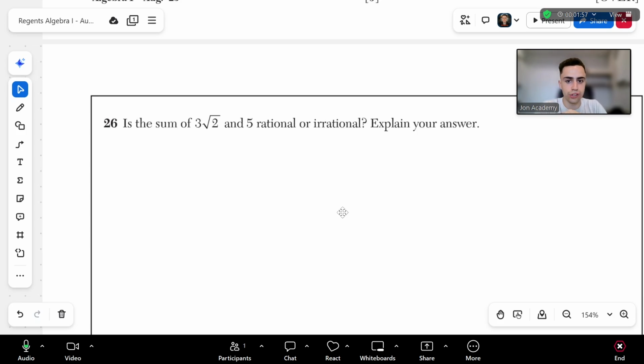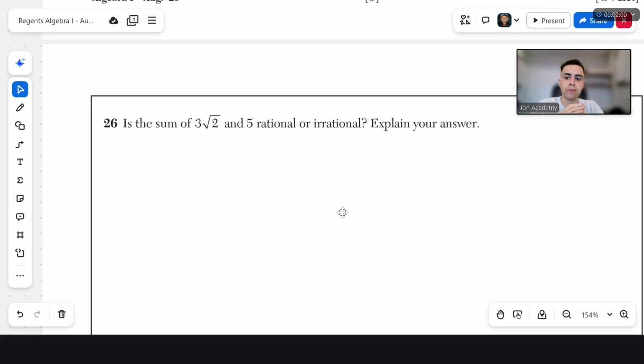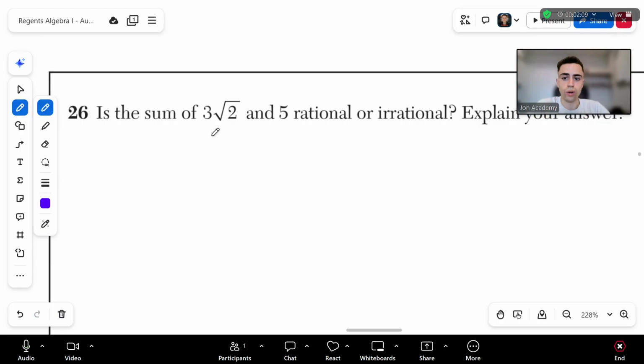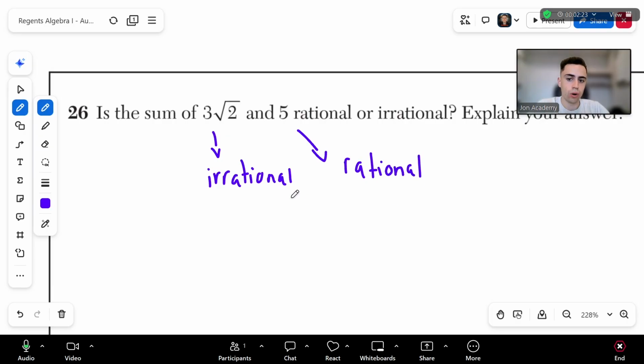This is a bit more theoretical question. If the sum of 3 square root of 2 and 5 is rational or irrational? So we need to know this number is irrational, and the 5 is a rational number. So whenever you add both a rational and an irrational number, this is going to be still an irrational number.